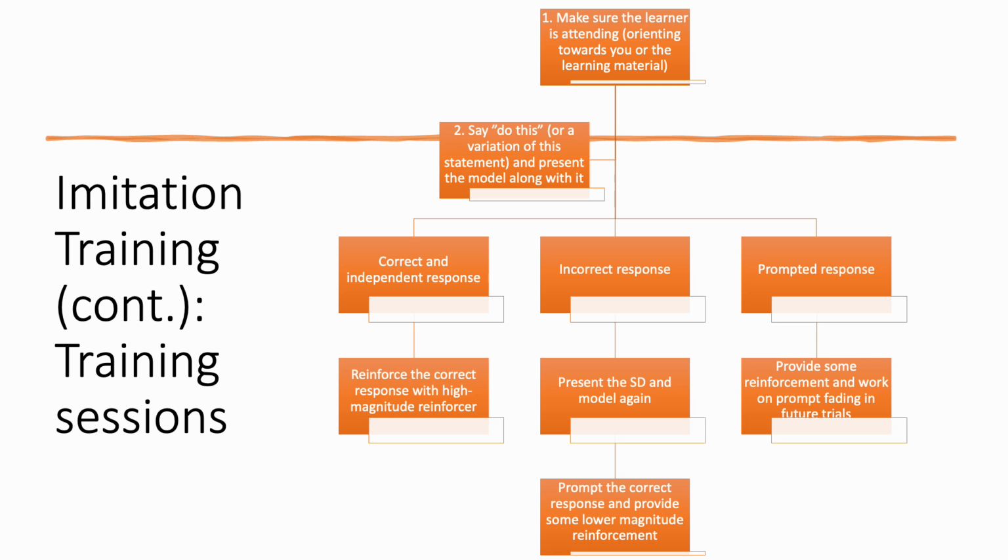Okay, so when you are running an imitation training session, I mentioned this earlier, you want to make sure that you have the learner's attention. So make sure the learner is attending. You want him to be oriented towards you and looking at the learning material if you are incorporating any learning material. This does not mean you're going to force eye contact or anything like that. Just make sure that they are, in a general sense, looking in your direction and ready to learn, essentially.